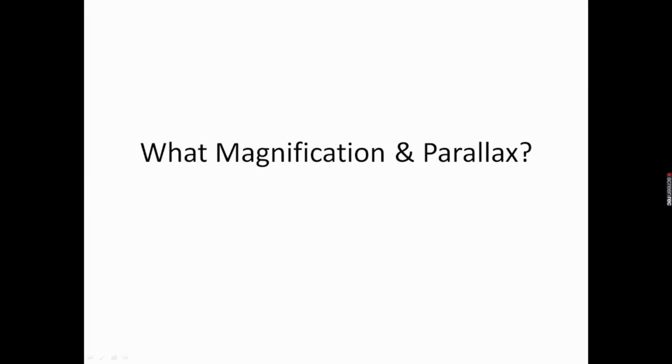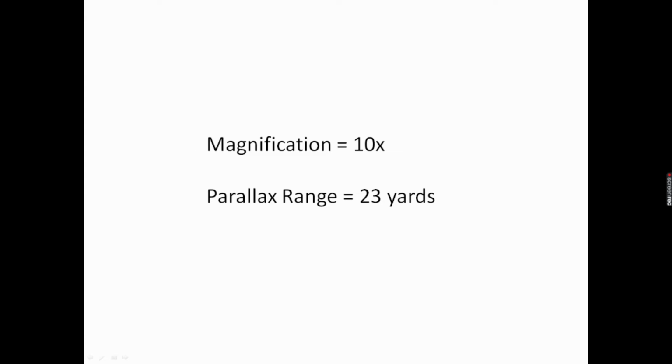Let's talk about what magnification and parallax settings you should set your scope to. Now, when I started, which wasn't too long ago, as I've mentioned before, I'm still relatively new to this sport. I'm also a bit of a nerd, and so I did a lot of searching online to try and find the best advice. I spoke to a few people at the club to find out what they were doing. And the best recommendations that I could come up with for a beginner were a magnification set to 10 times, and the parallax range set to 23 yards.